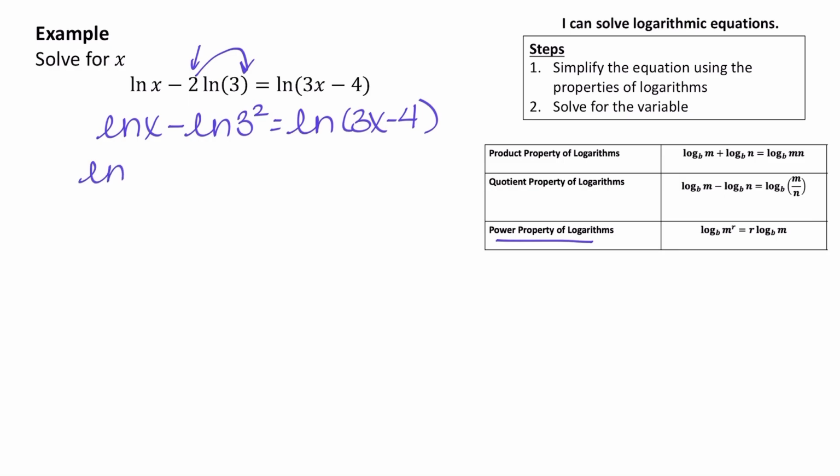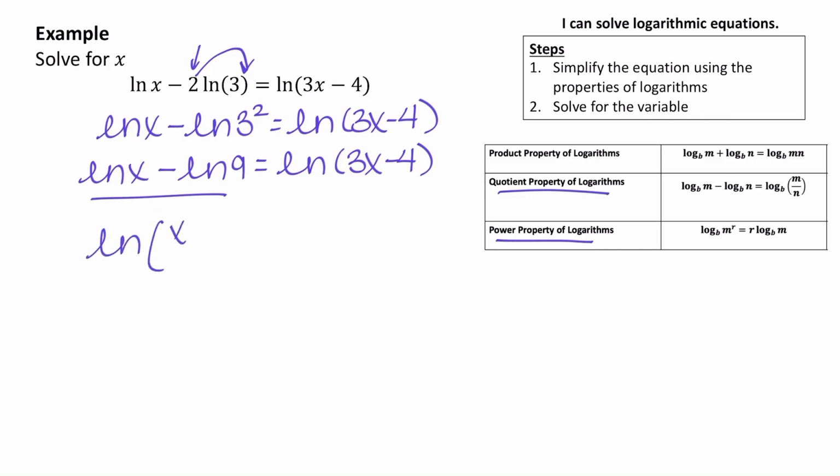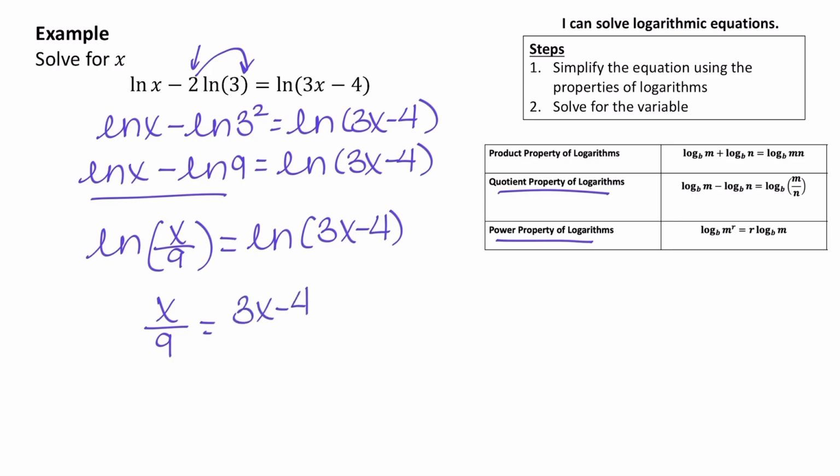So that means I have the natural log of x minus the natural log of 9 equals the natural log of 3x minus 4. So the left side now I can combine using the quotient property. So I have the natural log of x over 9 equals the natural log of 3x minus 4. So now I have 2 logs with the same base on either side of my equation. So I can go ahead and set x over 9 equal to 3x minus 4.